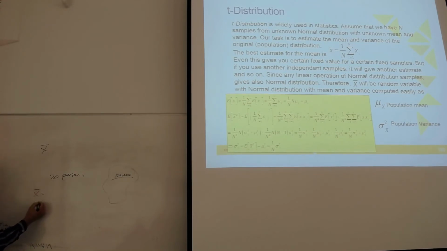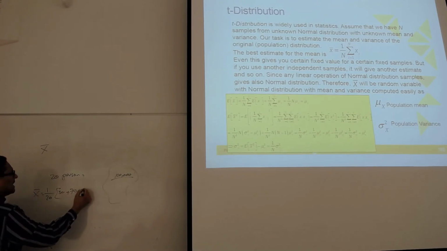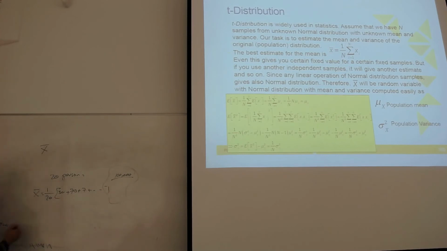So the average equals 1 divided by 20 times the age for every person. Maybe the first guy got it at 30, the second guy got it at 70, the third one was a child, so he got it at 7 years, and so on. So we compute the average. Let's say the average was 49 years, for example. Okay?